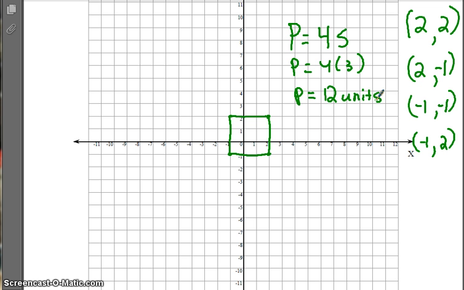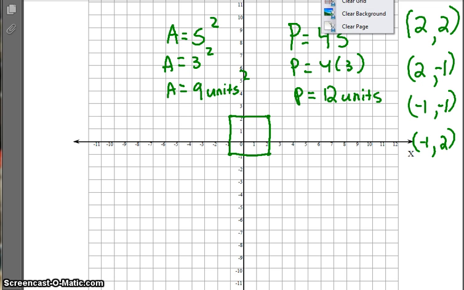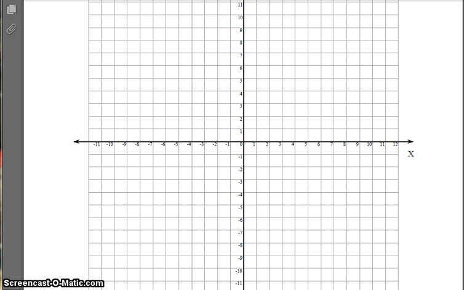Now the area of this square, again, all I have to do for area of a square is take the side and square it. So since the side is 3, A equals 3 squared, so A equals 9 square units. And that could be a really, really helpful tool for you as you solve these problems. Let's move on to a few more.